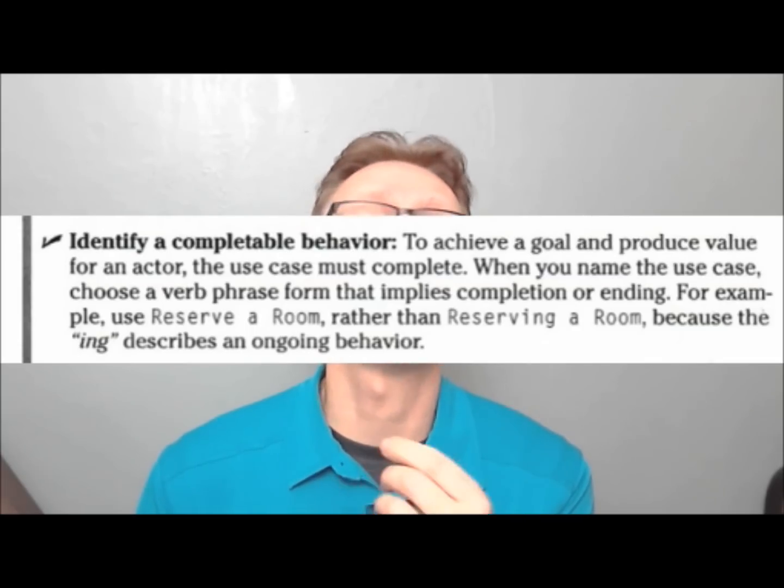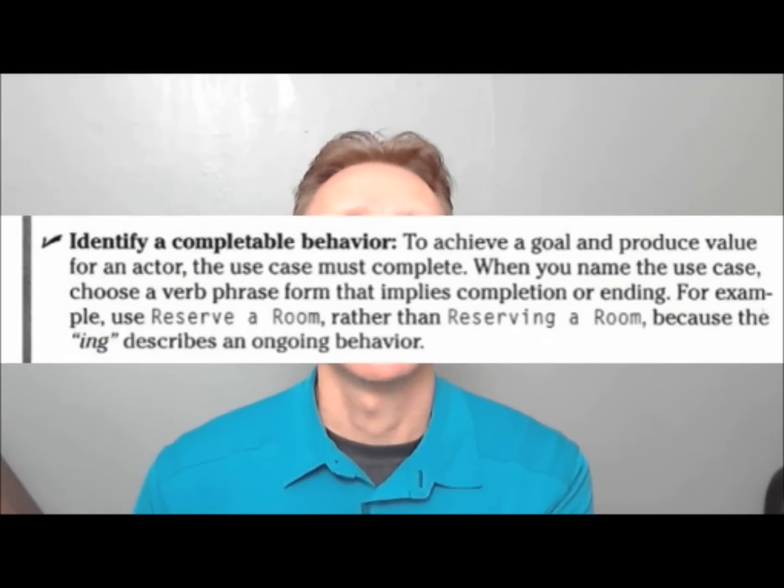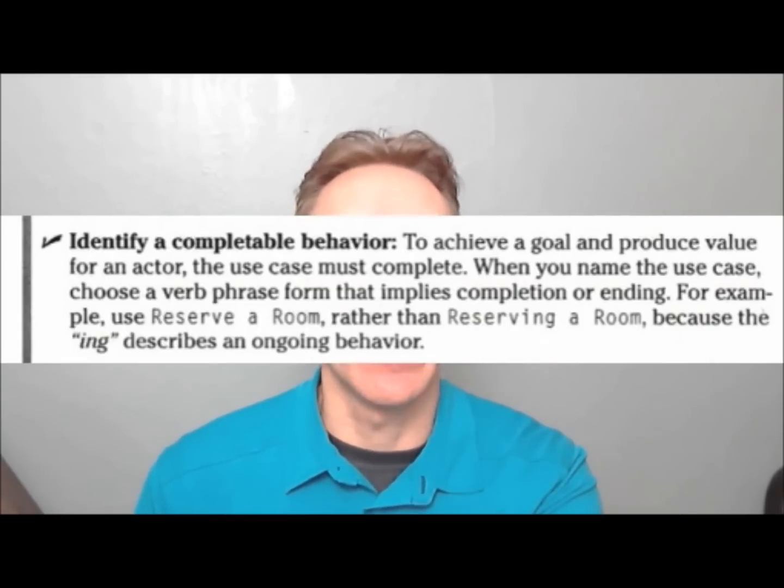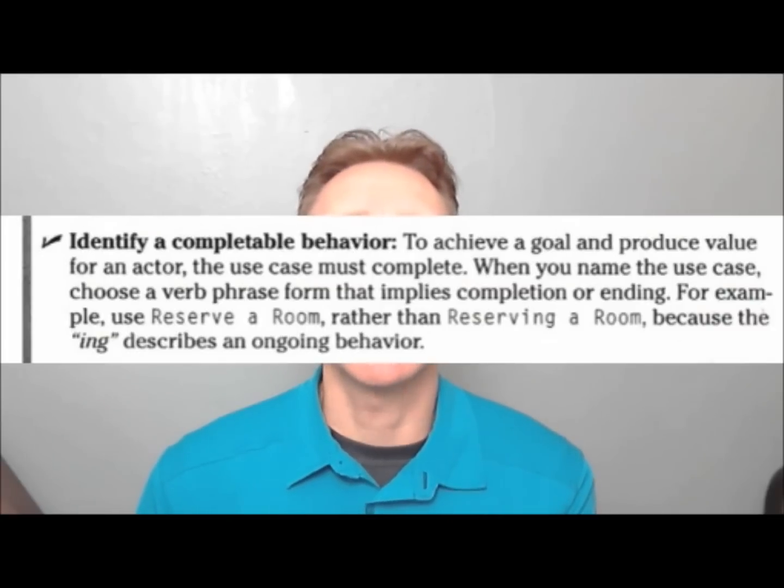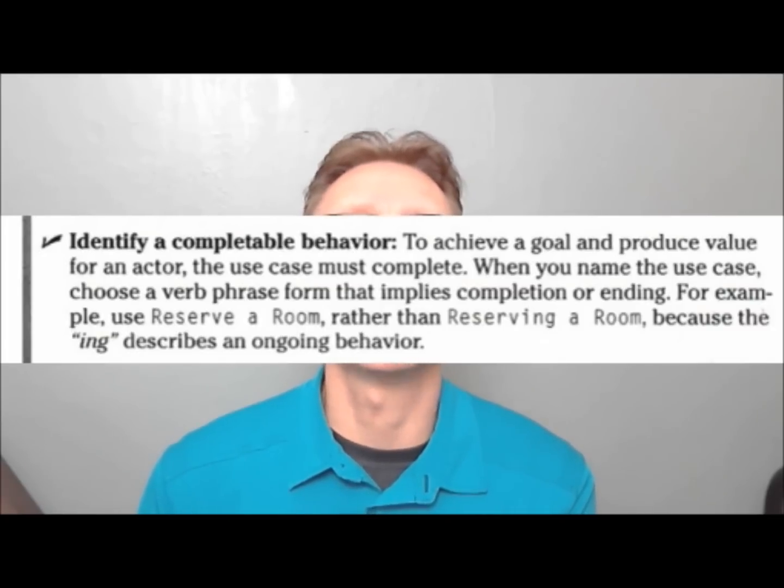Another rule here, and we've touched on it, is identify a completable behavior. You've got to be able to get something done. When you name the use case, choose a phrase that implies completion of the action that you're trying to do. So reserve a room is better than reserving a room, because reserving a room is kind of ongoing behavior. It's something you continue doing. I'm in the process of reserving a room. So you should label your use cases based on the outcome, the goal of the use case.